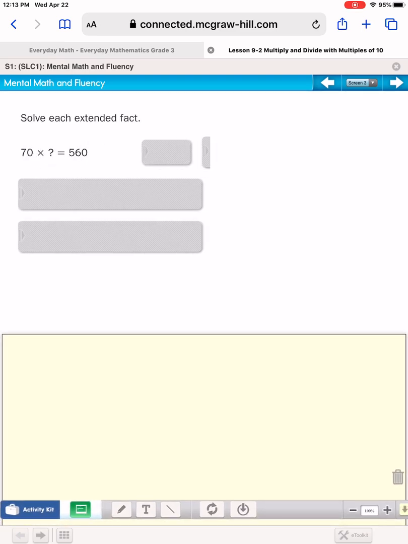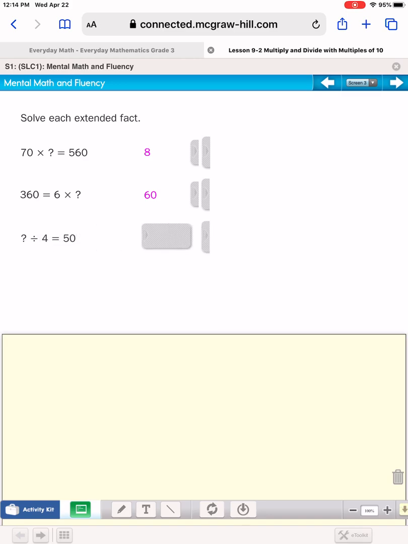70 times what number equals 560? 70 times 8 equals 560. 360 equals 6 times what number? 6 times 60 would equal 360. And then finally, what divided by 4 equals 50? Or you could turn that into a multiplication problem. 4 times 50 equals what? 4 times 50 equals 200.